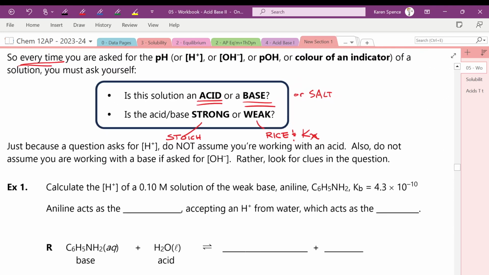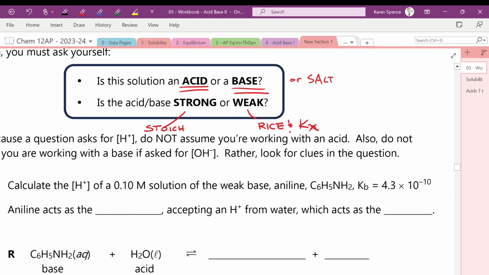All right, calculate the hydrogen ion concentration in a 0.1 molar solution of the weak base aniline. You are given the Kb. No, you will not always be given the Kb in the question. Sometimes you will need to calculate it from the Ka of its conjugate acid, but that's for next day. So sometimes, especially if you're given an ion, you'll have to calculate it from the Ka of the conjugate acid. But we aren't doing that today. For today, I'm going to give you the Kb.